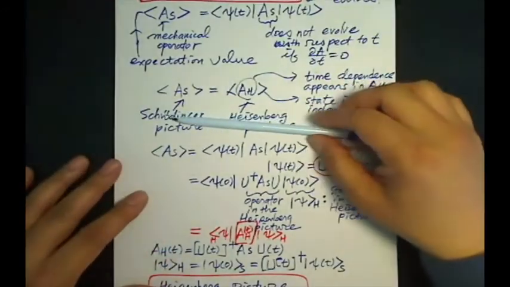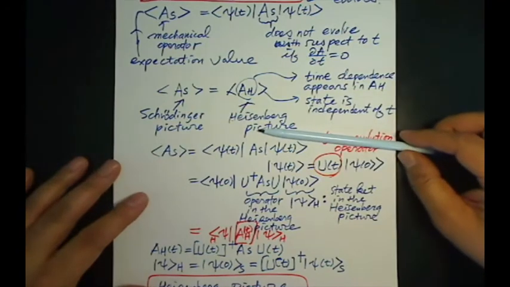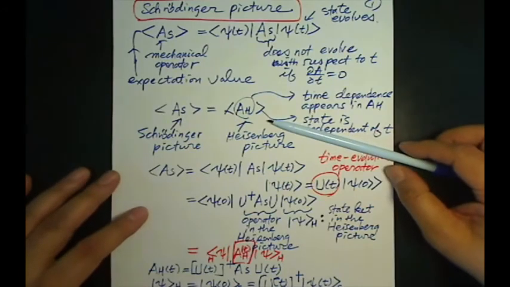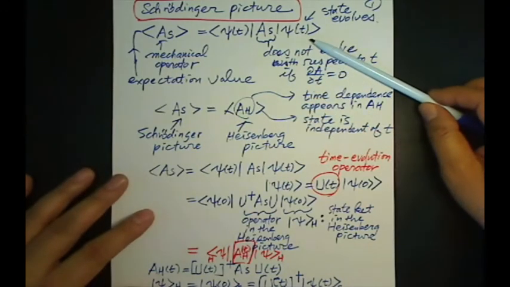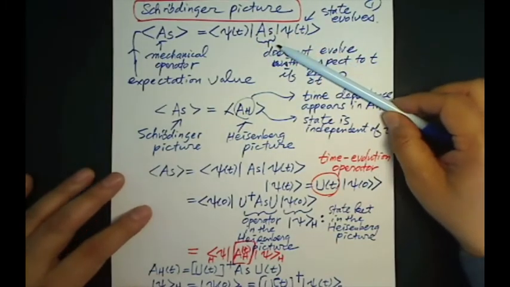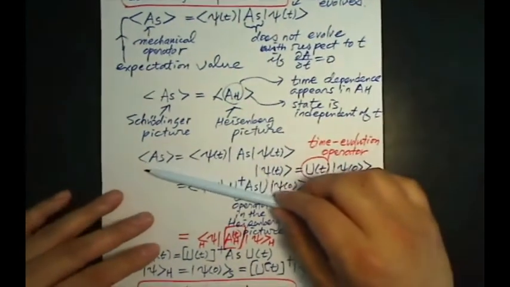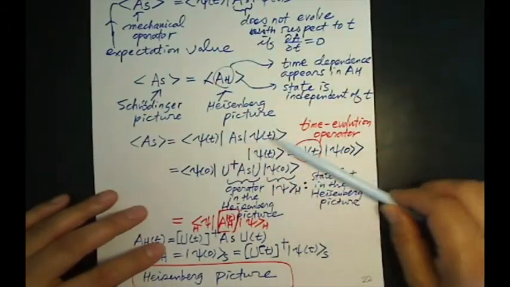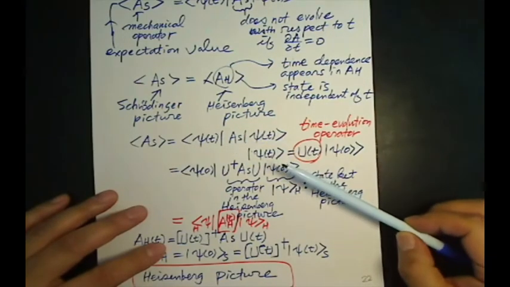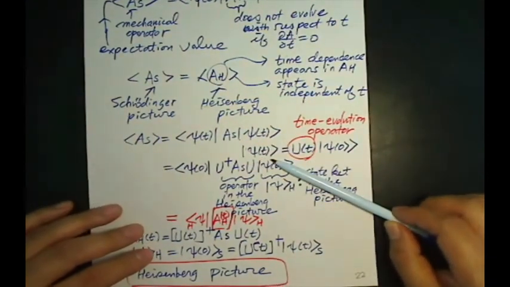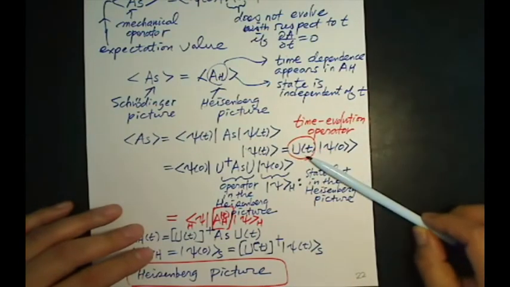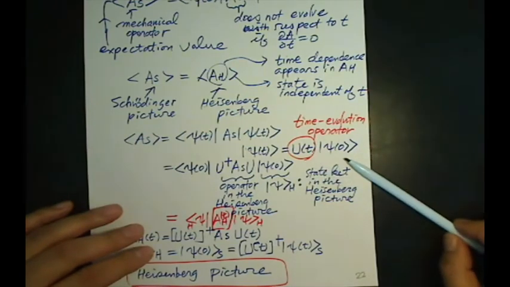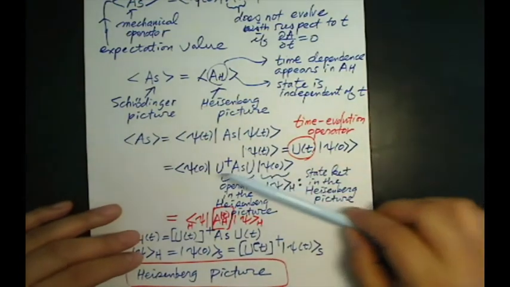Whether we use the Schrödinger picture or Heisenberg picture, the answer should be the same. The Heisenberg picture is a picture in which the state ket does not evolve, and only the operator evolves as t goes on. So in the Schrödinger picture, time dependence appears only in the state ket, and the operator is time independent. We recall that the state ket at time t can be obtained by multiplying the time evolution operator U(t) to the state ket at t equals 0.